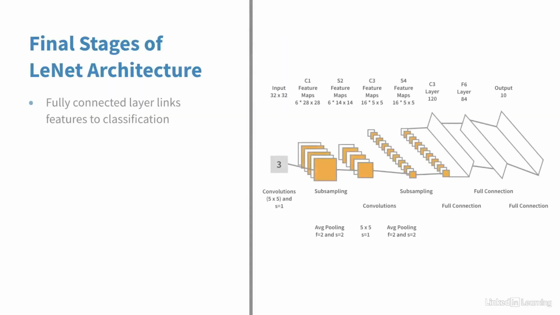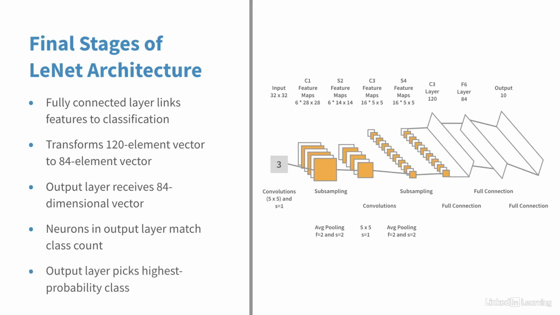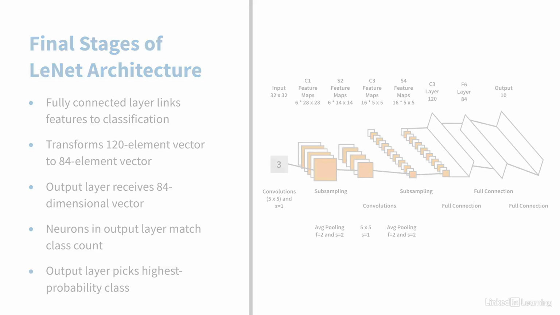The final output layer in LeNet receives an 84-dimensional vector from the previous layer, contains neurons equal to the number of classes, and generates a probability distribution over the class labels to make the final classification decision, selecting the class with the highest probability as the prediction.